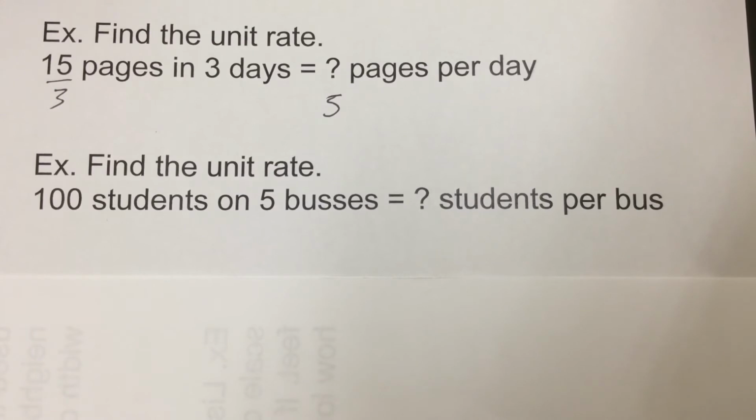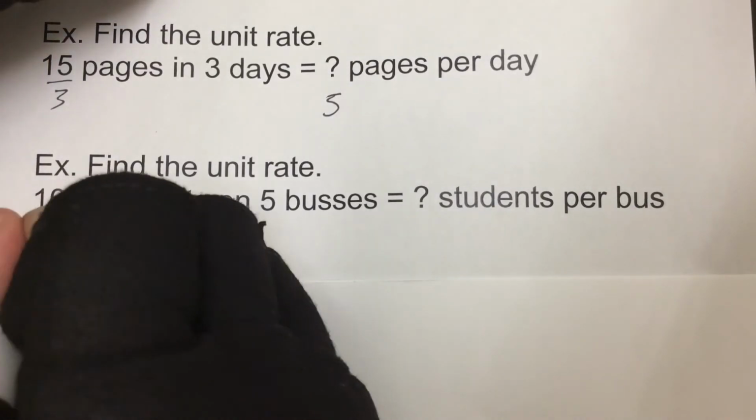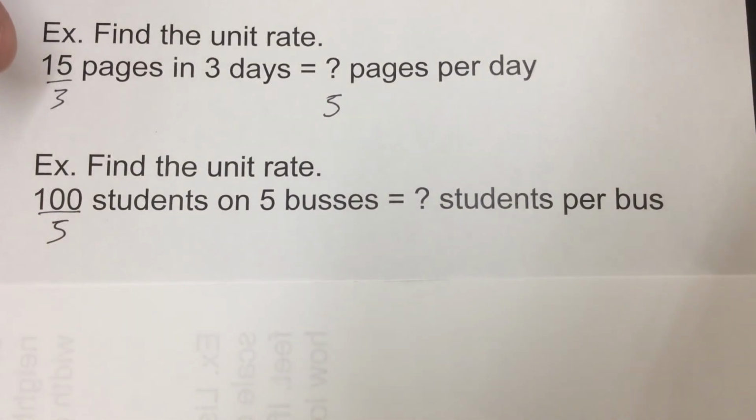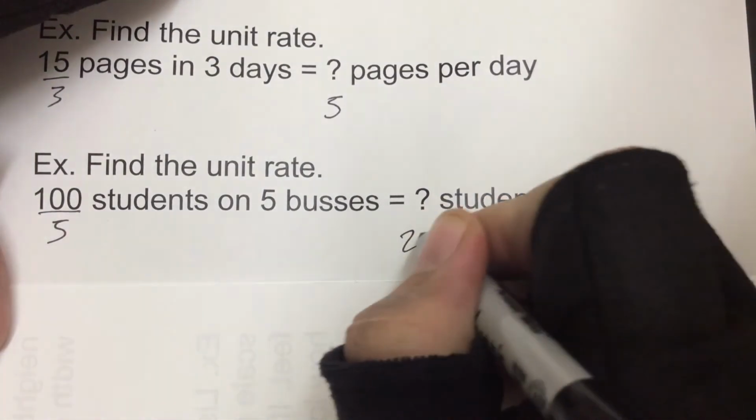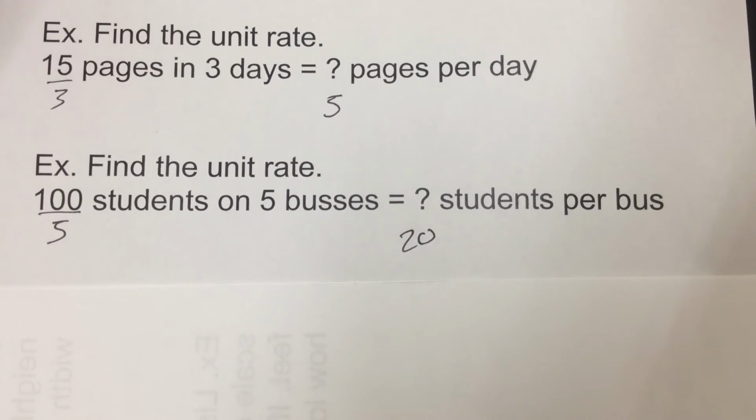So 100 students on 5 buses. So we want to know how many students per bus. So again, just divide it by that second number. So 100 divided by 5 is going to be 20. So 20 students per bus.